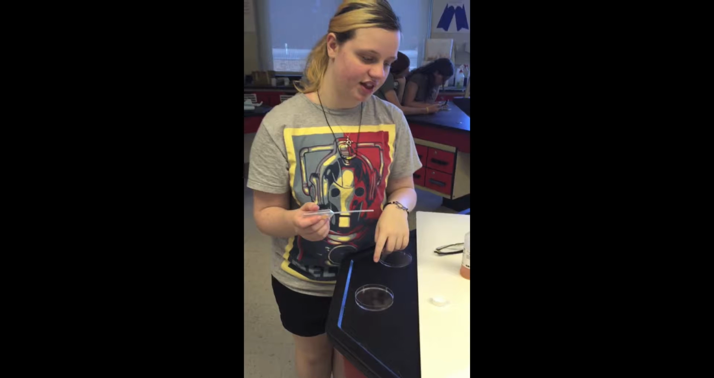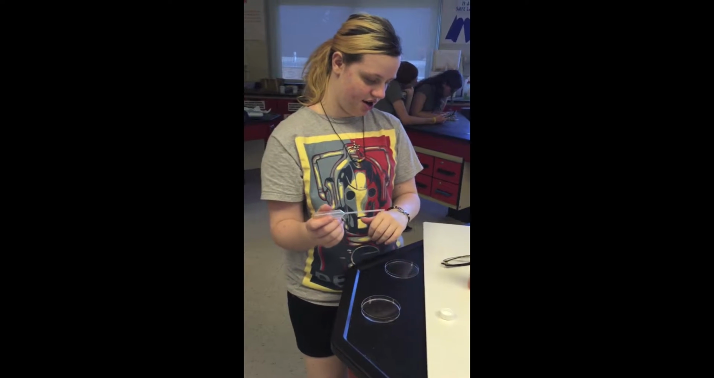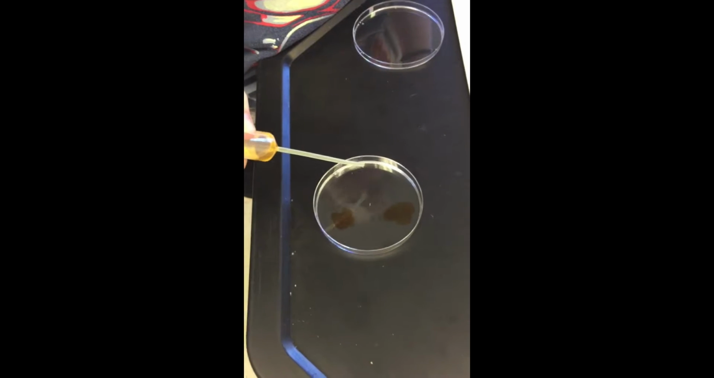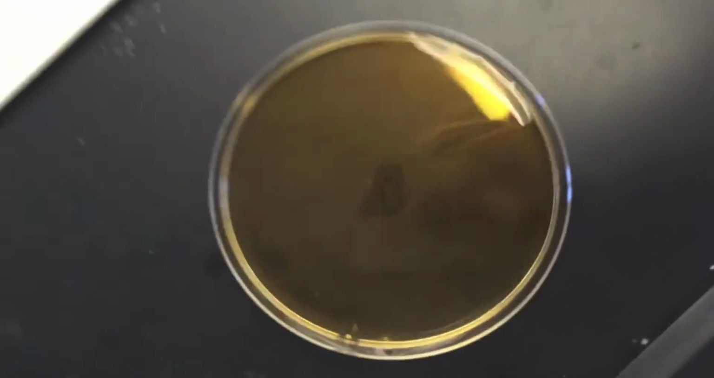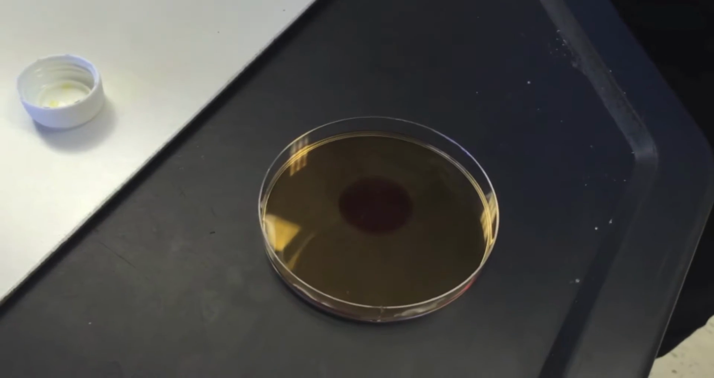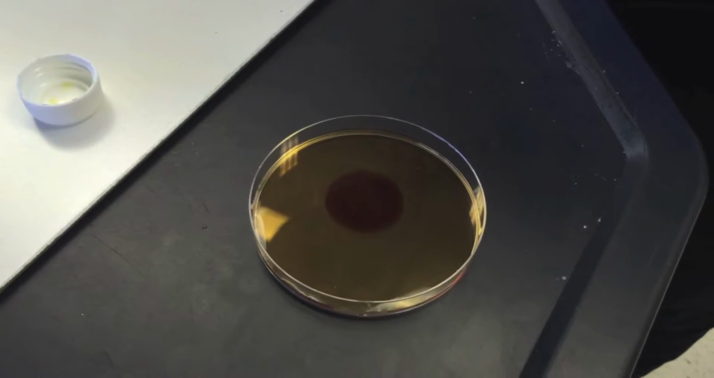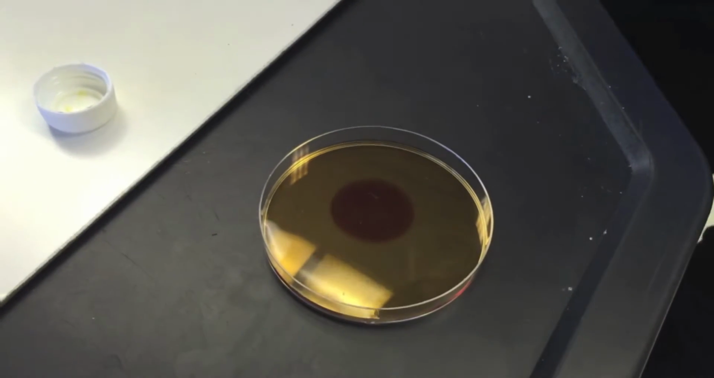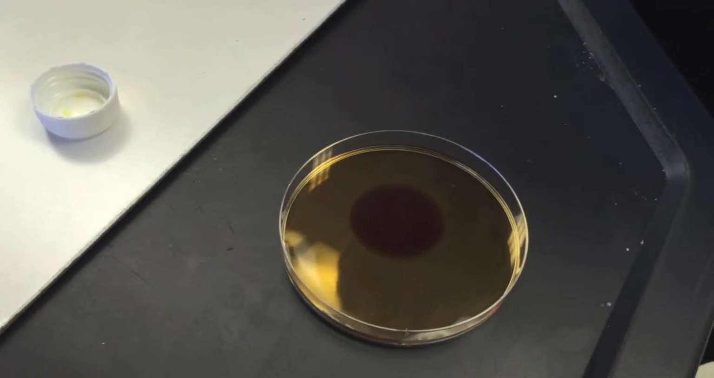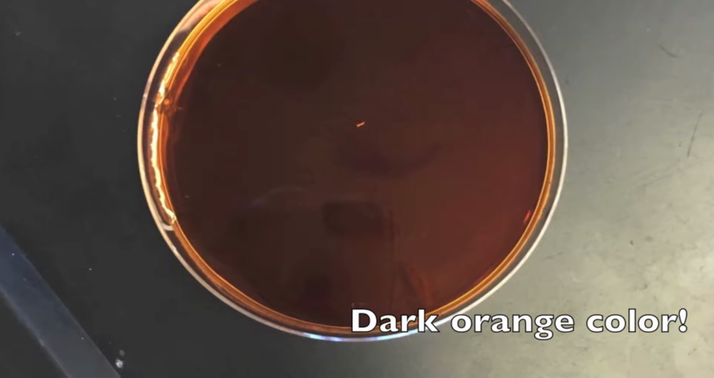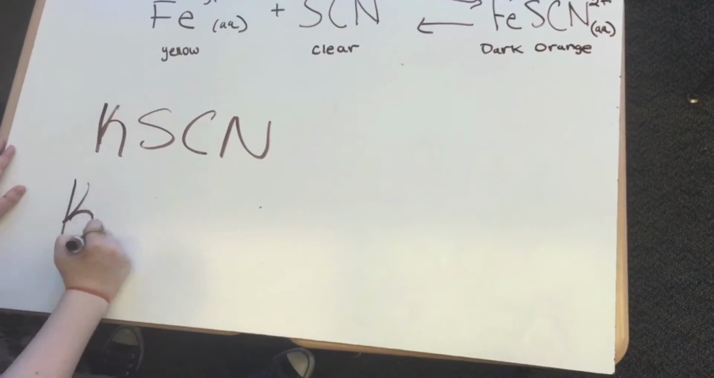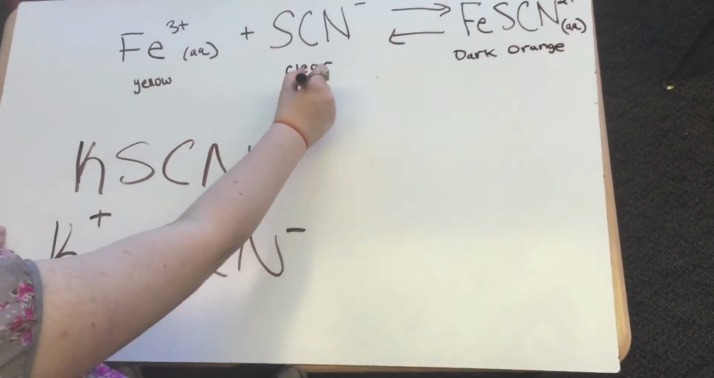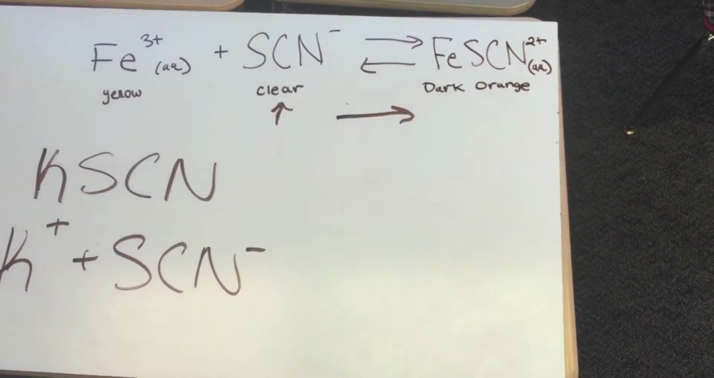Alright, this is potassium thiocyanate solution, and I'm dropping in iron 3 nitrate solution. We added half a pea size of potassium thiocyanate crystals in one spot, and now we have to wait 20 seconds until changes occur to the solution. The potassium thiocyanate crystals dissociated into potassium ions and SCN ions. Increasing the SCN ions concentration in the reaction shifted the reaction right, which created a dark orange color.